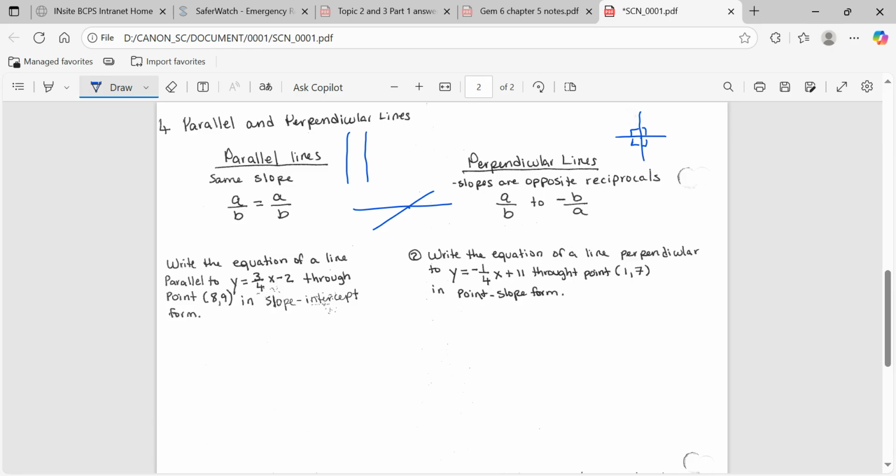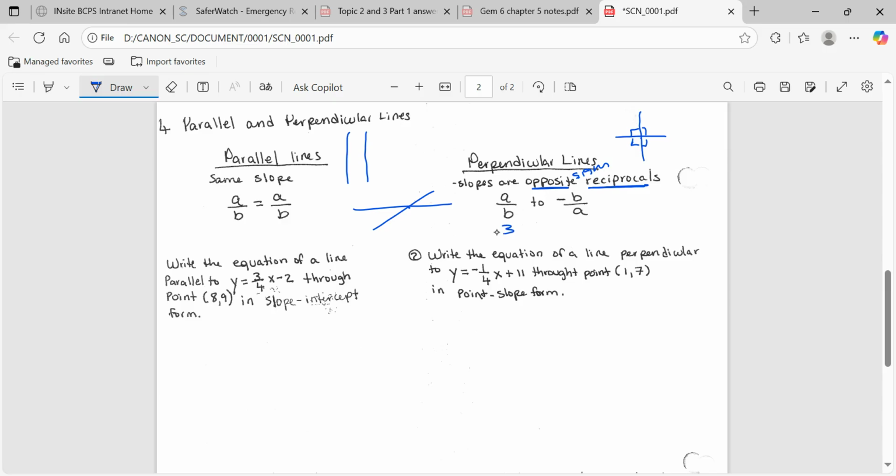All right, so if we're looking at the slopes of parallel lines, we're going to find that they have the same slope. Their slopes are equal. A over B is equal to A over B. For perpendicular lines, their slopes are going to be opposite reciprocals. Opposite signs and reciprocal, the flip. So A over B would be changed to negative B over A if they are perpendicular lines.